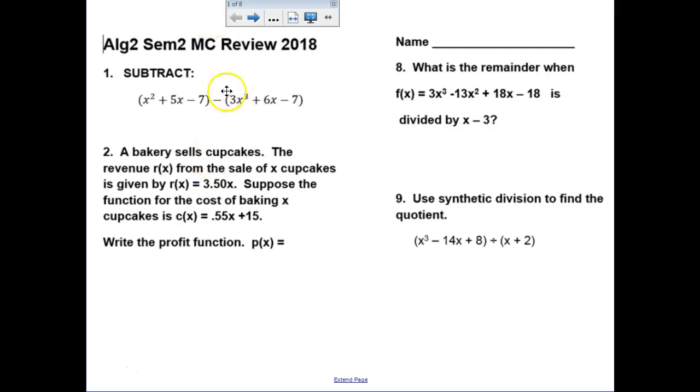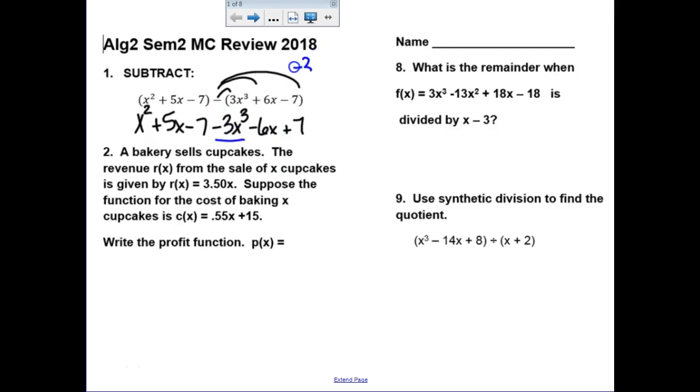So here we're going to subtract these polynomials, and I would suggest that you distribute the subtraction all the way through and rewrite the question itself. So x squared plus 5x minus 7 minus 3x to the third minus 6x, but this last 7 here becomes a positive 7. So then you're going to want to collect your like terms. The answers in multiple choice will always be in standard form order.